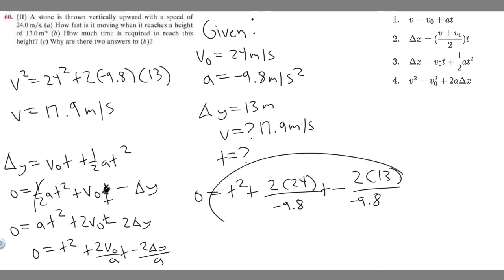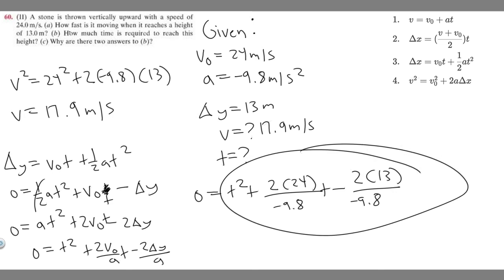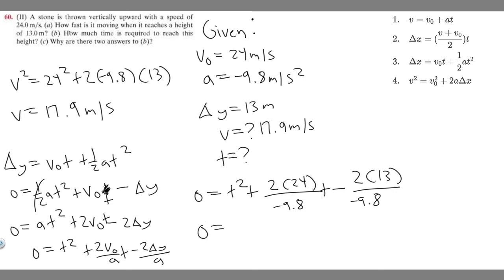And what you should notice is that this is a quadratic form. I apologize for missing that t, but you're going to have a t squared, t, and then just a constant, which is quadratic form. So if you went ahead and solved this out, you're going to get 0 equals t squared minus 4.898t plus 2.653. So this is a quadratic form.